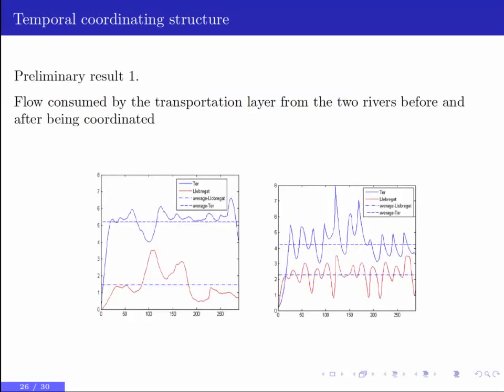These plots are a comparison of water consumption by the transportation layer from the two rivers before and after coordinating. These plots prove that after coordinating, water consumption from the two rivers by the transportation layer is also affected by the river supply ability besides the source price.